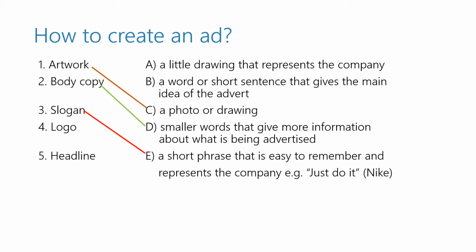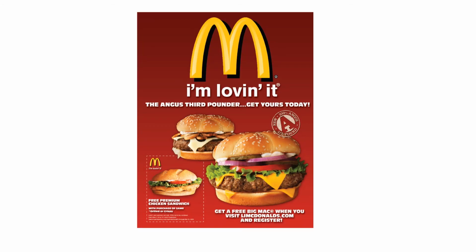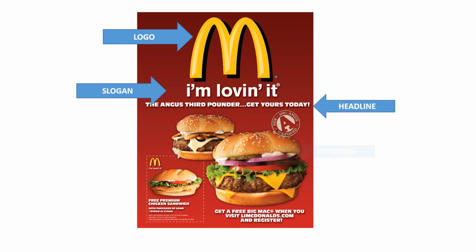Then there is a logo. It's a little drawing that represents the company. And a headline, it's a word or short sentence that gives the main idea of the advert. And here is a well-known example of a McDonald's ad with all these parts. So first there is the logo, then the slogan, then the headline, artwork, and body copy.